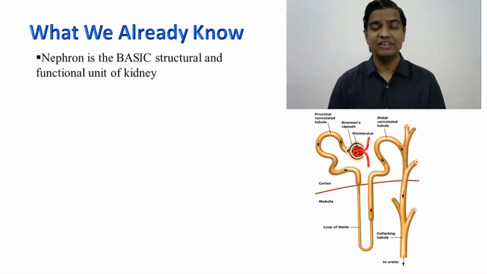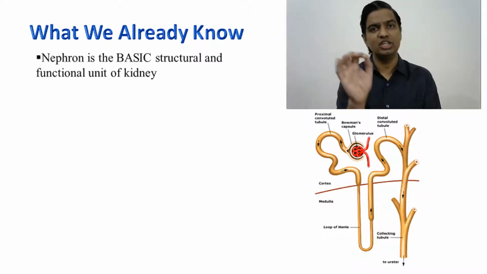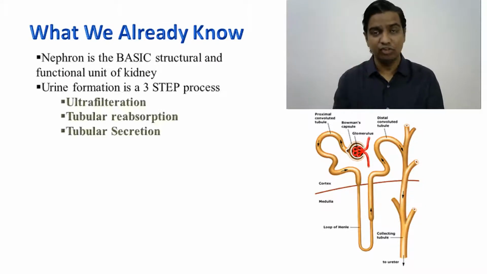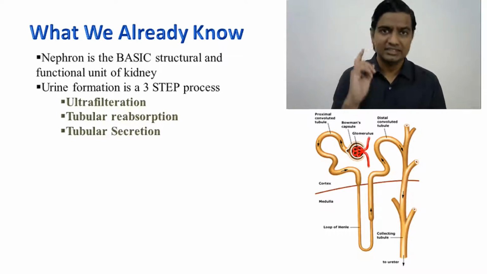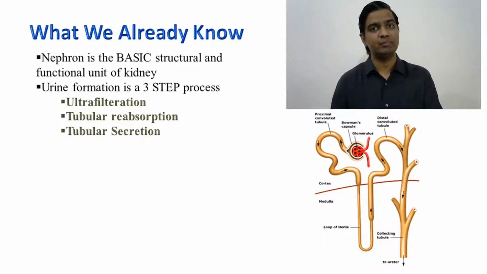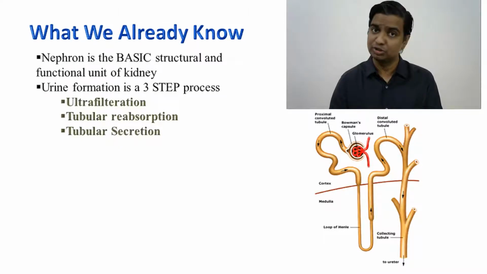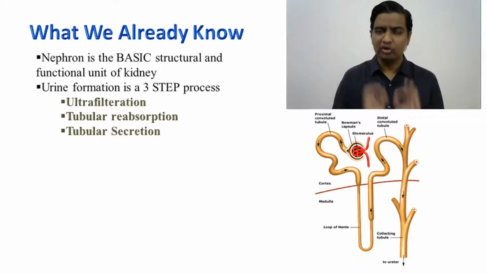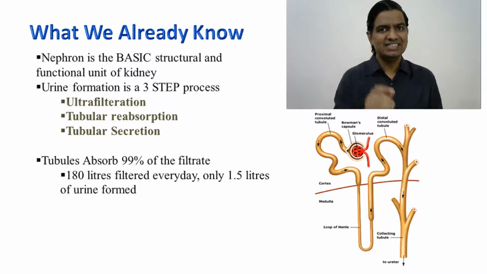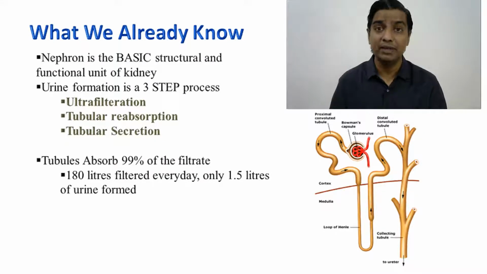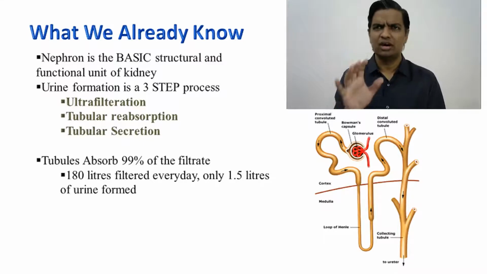Now we all know the fact that the nephrons are the structural and functional unit of the kidney, and urine formation is a 3-step process. Step number 1 is ultrafiltration, step number 2 is tubular reabsorption, and step number 3 is tubular secretion. I believe you also remember that ultrafiltration happens at the level of the glomerulus at the rate of 125 ml per minute. That's about 180 liters of filtrate per day.